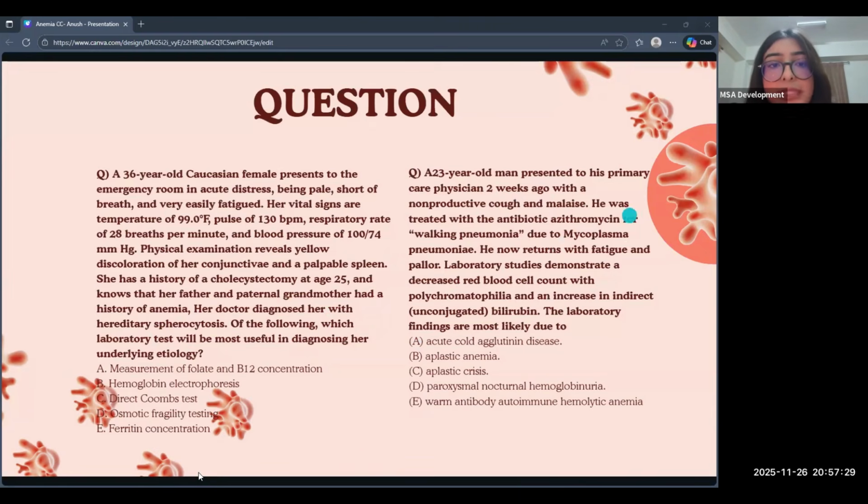A 23-year-old man presented to his physician 2 weeks ago with a non-productive cough and malaise. He was treated with azithromycin for walking pneumonia due to Mycoplasma pneumoniae. He now has fatigue, he has pallor, his RBC count is decreased, he has polychromatophilia, and he has an increase in indirect bilirubin. What are the lab tests going to show? The lab tests are going to show acute cold agglutinin disease.